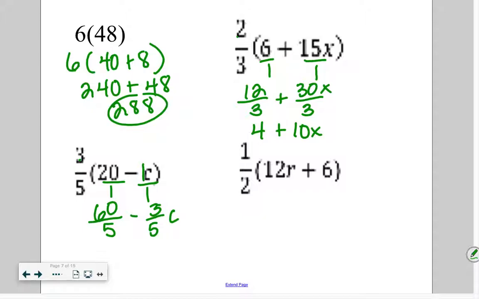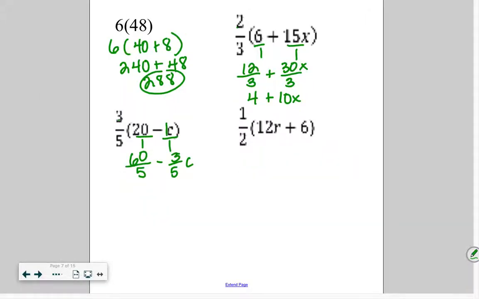Is 60 over 5 in lowest terms? Okay, so what is 60 divided by 5? 12 minus, we'd say 3/5 c.